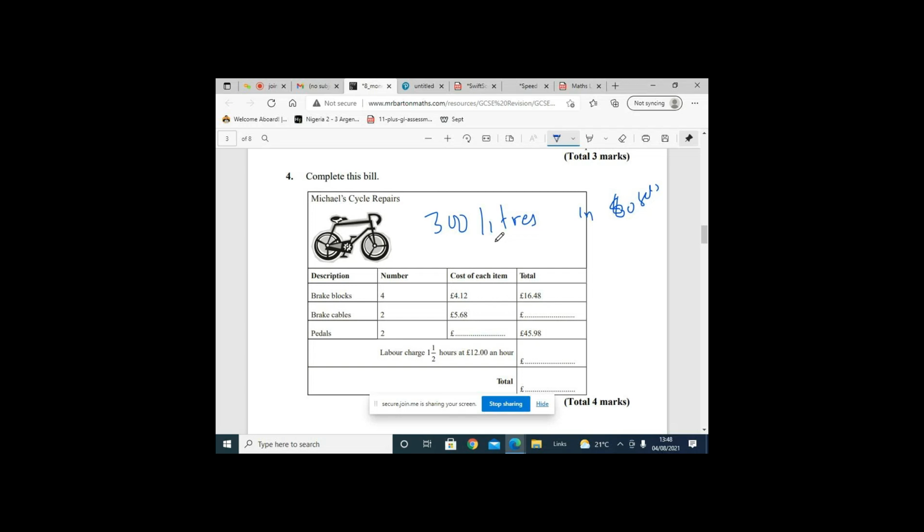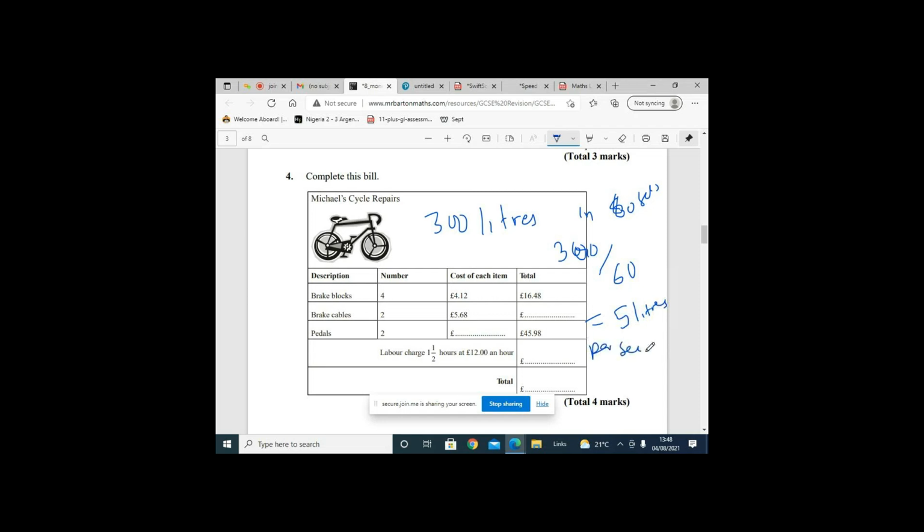The rate of flow means how many liters of water are flowing per a particular time. So in this case, we want to know how many liters of water are flowing in 60 seconds. It's going to be 300 divided by 60. That's 5. So the answer is 5 liters per second. Do you understand it?